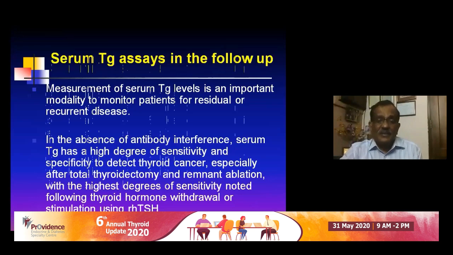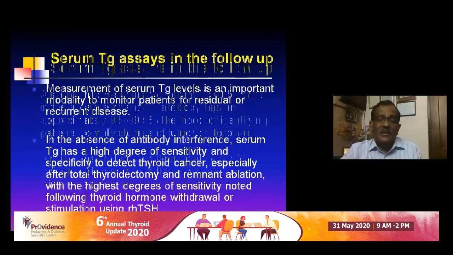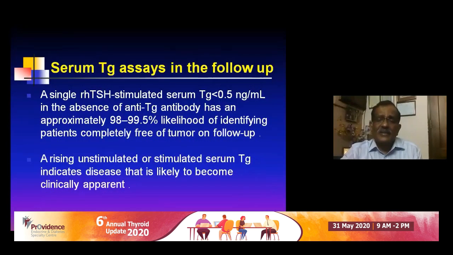A single human recombinant TSH-stimulated serum thyroglobulin of less than 0.5 nanogram per ml, in the absence of anti-thyroglobulin antibody, has an approximately 99.5% likelihood of identifying patients completely free of tumor on follow-up. A rising unstimulated or stimulated serum thyroglobulin indicates disease that is likely to become clinically apparent.